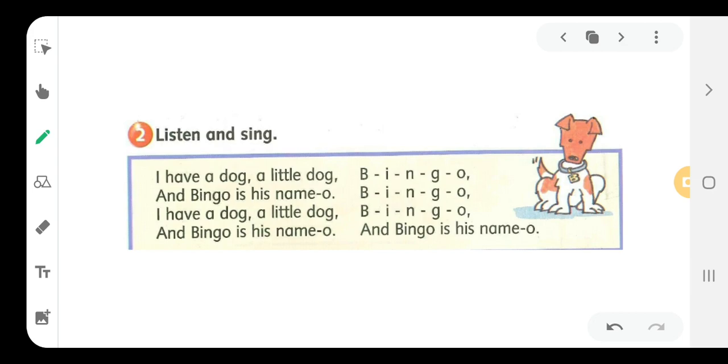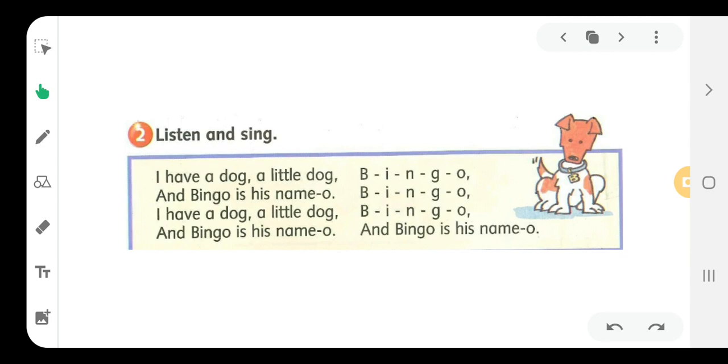Okay. Now, mommy, exercise number 2, listen and sing. We have a new song, معروف كتير, اللي هي Bingo, B-I-N-G-O. Let's read the words of this song together, then listen, okay? خلينا نقرأ الكلمات, then listen, okay? Okay, exercise 2, listen and sing. Listen, استمع, sing, غني. I have a dog. أنا لدي dog. A little dog. And Bingo is his name. واسمه Bingo. I have a dog. A little dog. كلب صغير.